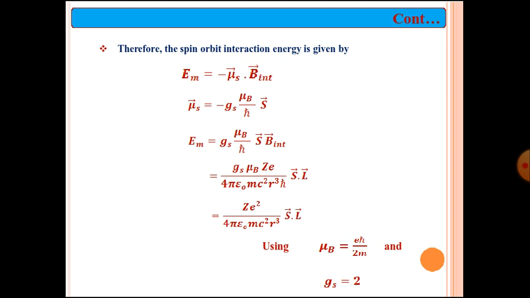μs = -gs μB/ħ s vector. We know already B_int, as discussed. Then E = gs μB/ħ s vector·B_int = gs μB Ze/4πε0 mc²r³ ħ (s·L vector) = Z²e²/4πε0 m²c²r³ s vector·l vector. It is used that μB = eħ/2m and g is equal to 2.